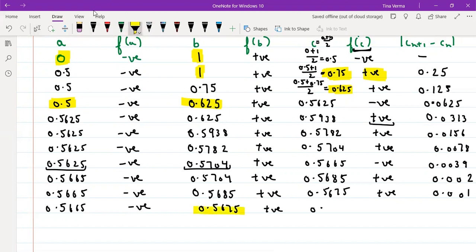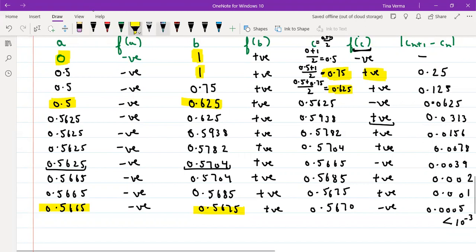We have to find the intersection of 0.5675 and 0.5665. Then it is coming out to be 0.5670. And here your value is negative. And you can check here your error will be 0.0005, which is less than 10^-3. That means you can stop at this point.